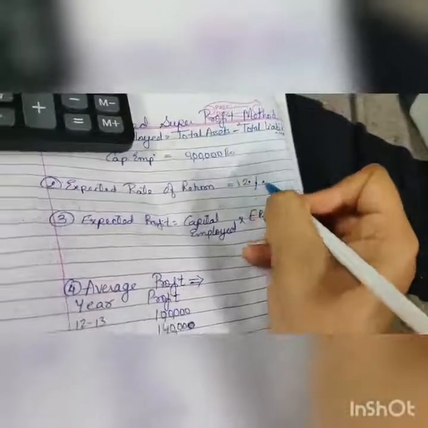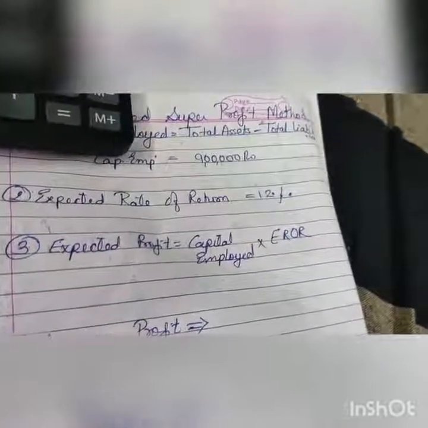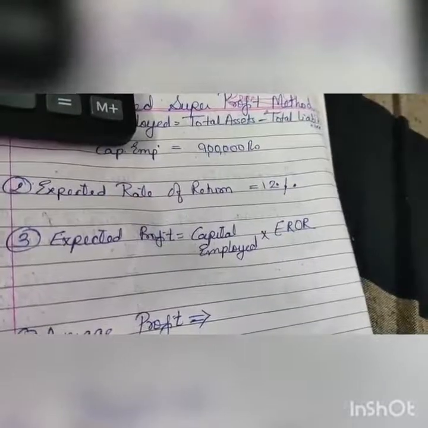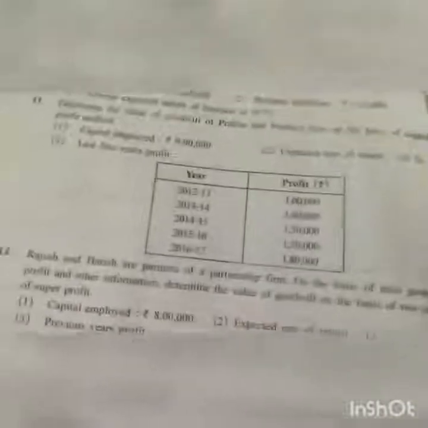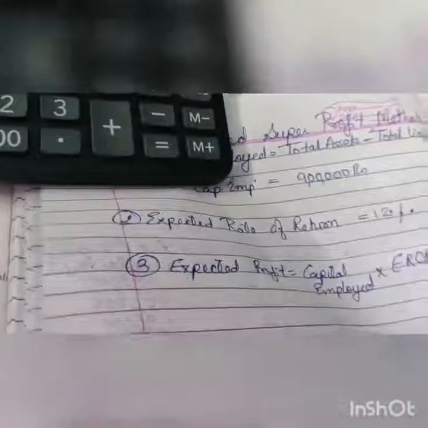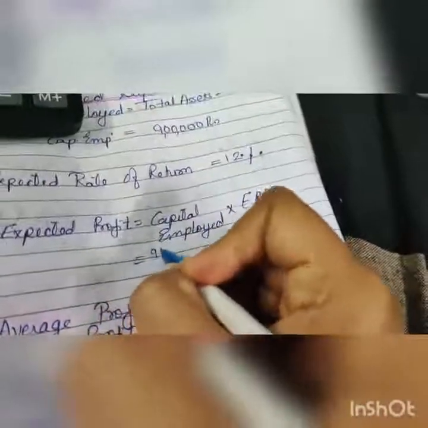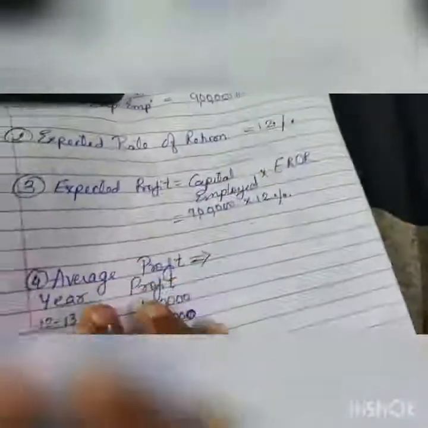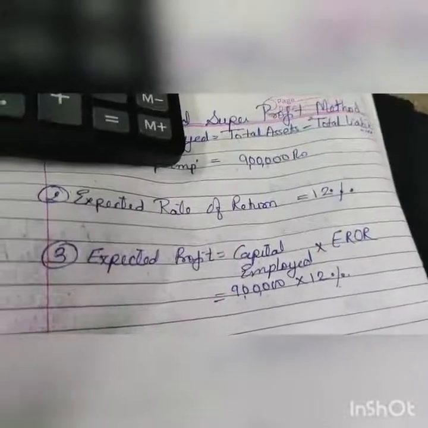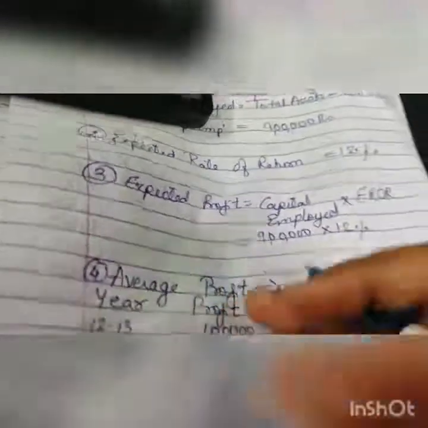Okay, then after that third step, again same, expected profit is equal to capital employed into expected rate of return. Okay, so here see, capital employed is how much? 9 lakh multiplied by 12%. What do you get? So here in this particular sum we get 9 lakh multiplied by 12%, that is 1 lakh 8,000.